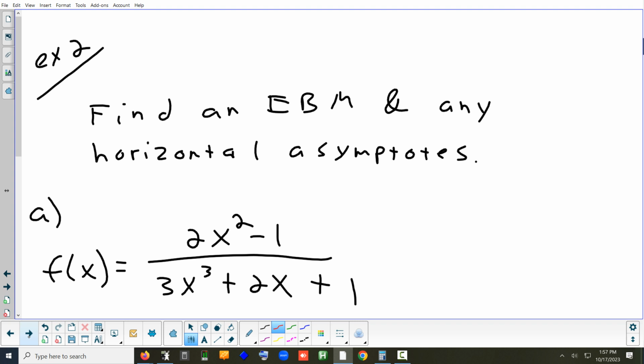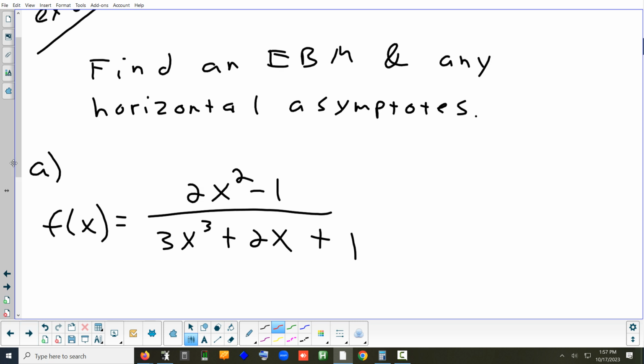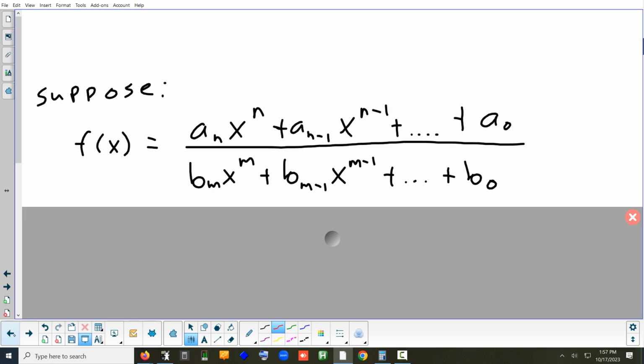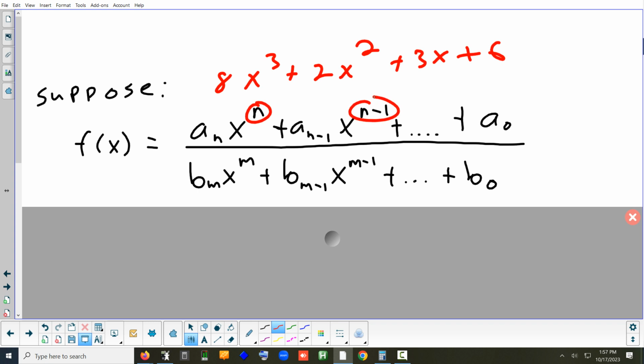So we're going to do a problem like this in a second. We're going to have a polynomial in the top and another polynomial in the bottom. That's what this represents. So maybe it's like 8x cubed plus 2x squared plus 3x plus 6. The last term is your constant. And then each term has the exponent drop as it goes to the right. Cubed, squared, and however many you have.